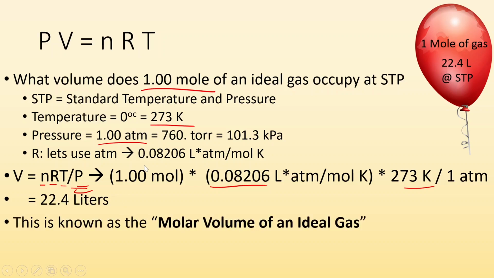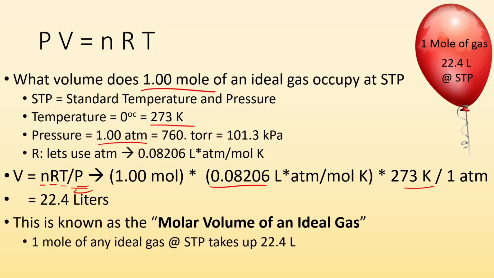This is what we call the molar volume of an ideal gas. It's the volume of 1 mole of an ideal gas at standard temperature and pressure: 22.4 liters. So 1 mole of any ideal gas at STP will take up 22.4 liters of volume. It doesn't matter what the gas is, it could be hydrogen, it could be helium, it doesn't matter what the identity of the gas is, 1 mole of it at STP is 22.4 liters.